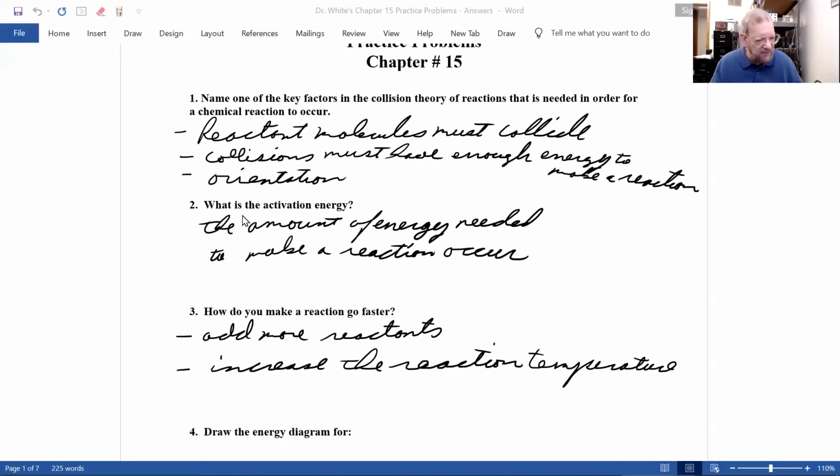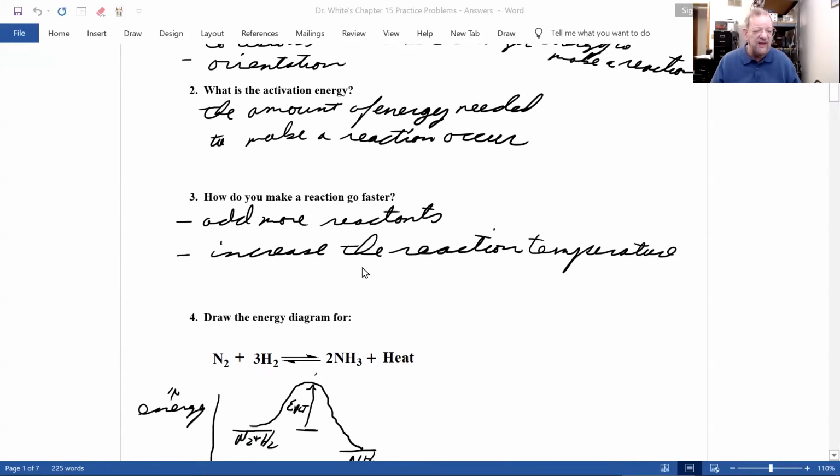And this number two asks what is the activation energy? That's the amount of energy needed to make a reaction occur. Now, how do you make a reaction go faster? Well, I mentioned you can add more reactants. I also mentioned you can increase the reaction temperature.